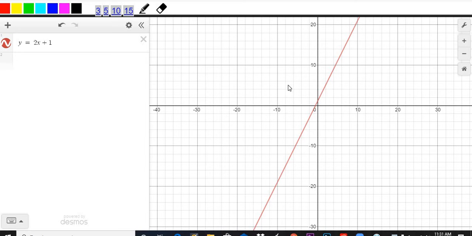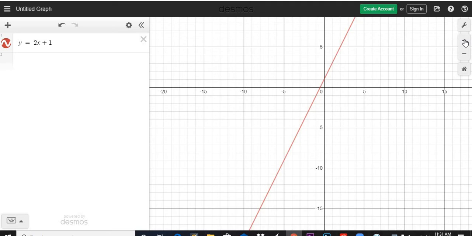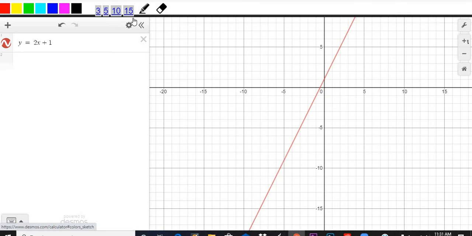So I'm going to choose two points. I'm going to zoom in real fast so it's easier. I'm going to choose this one right here, and I am going to choose this one. So this is the first way.